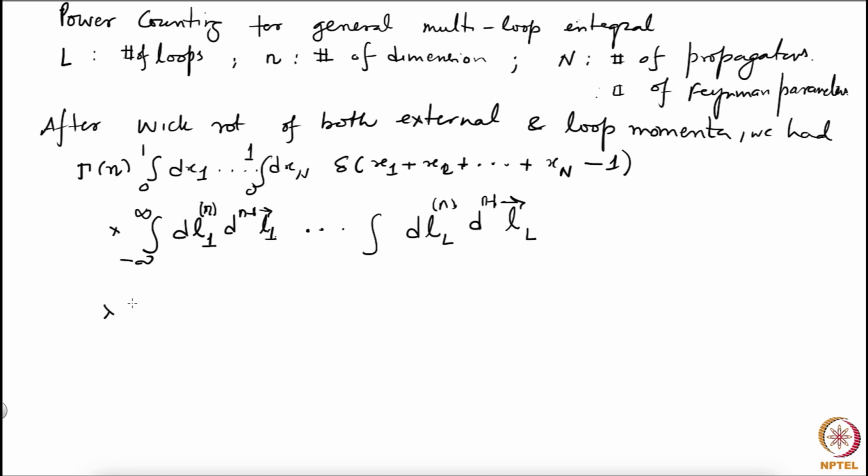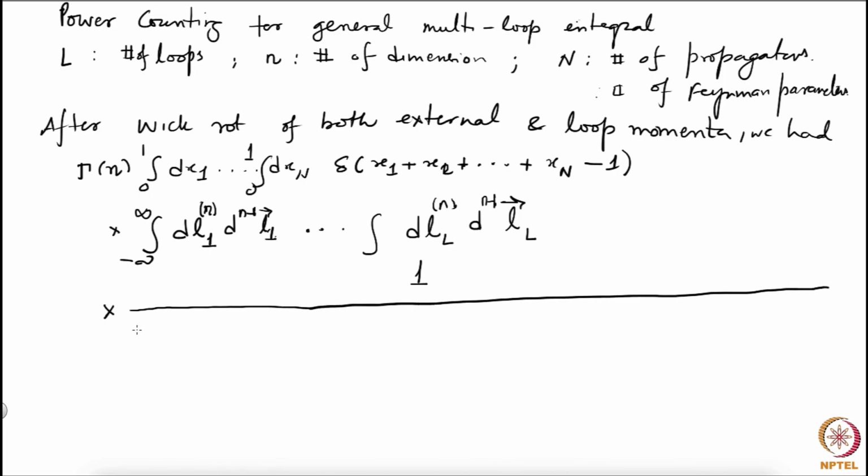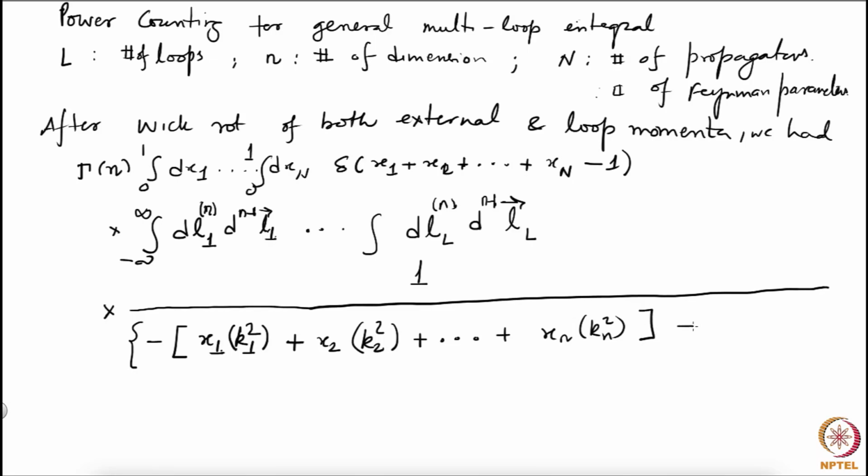Then here is the denominator. The denominator is this: minus x1 k1 squared, I will tell you what I am doing, first let me write down, x2 k2 squared, up to xn kn squared, minus m squared.